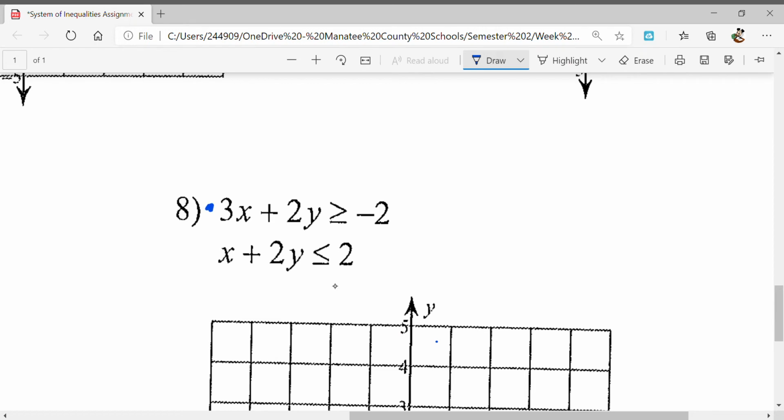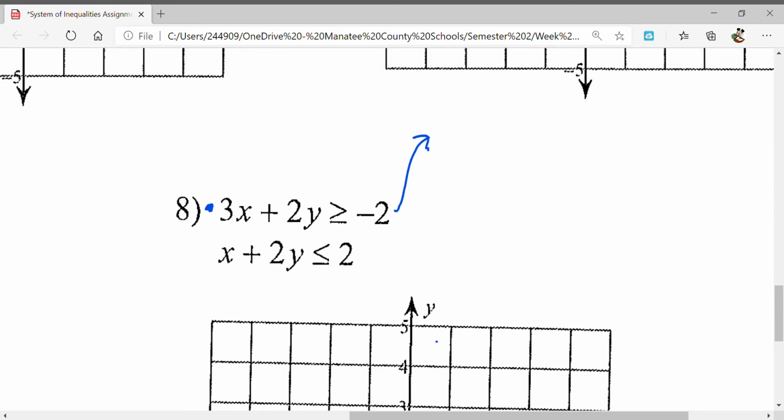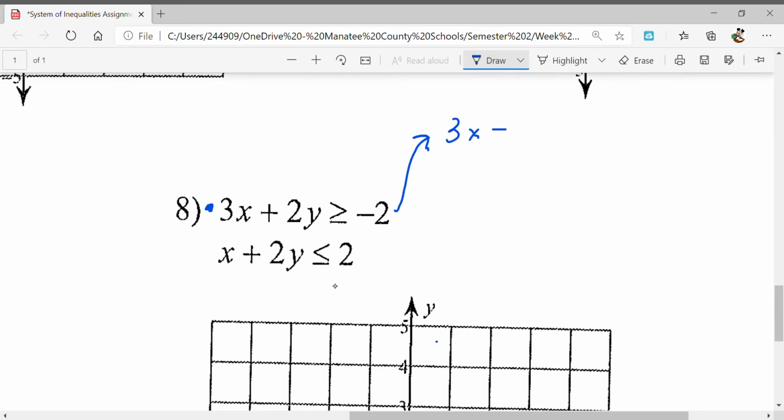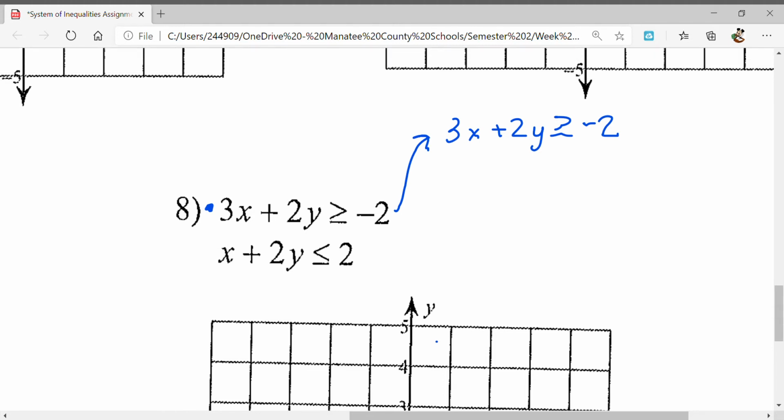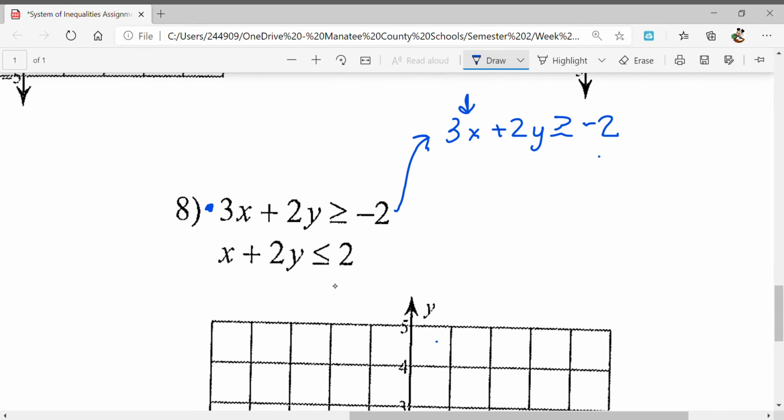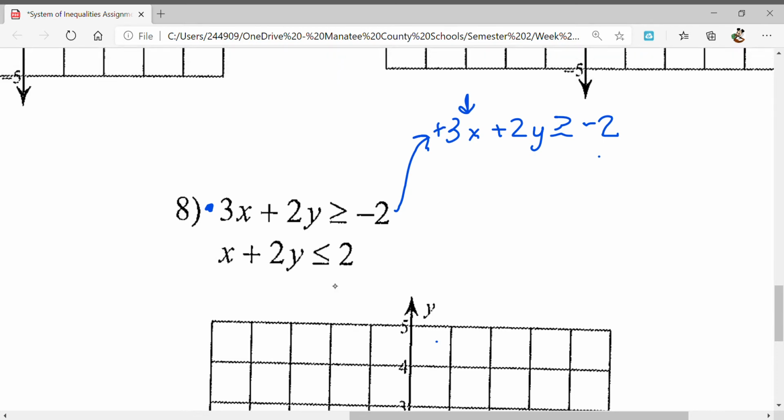So for number 8, here's my first one here. I'm going to rewrite it. It says 3x plus 2y greater than or equal to -2. I just rewrote it so I can see it a little bit better and I can fix it, and I need to get the y all by itself. So first I'm going to move the term with the x. I'm going to move this +3x to the other side. So I'm going to do the opposite, -3x on both sides.